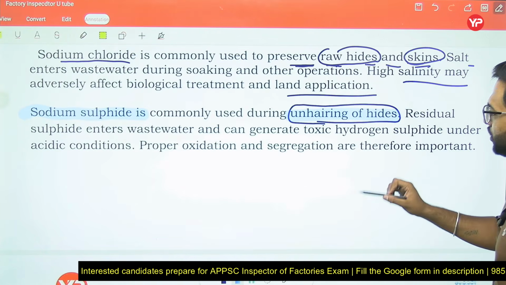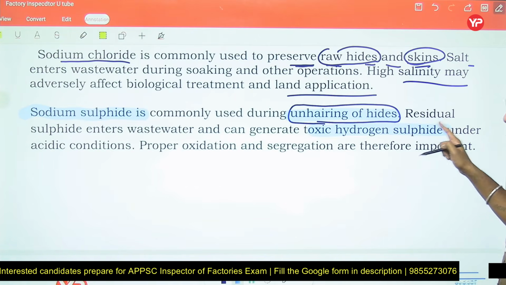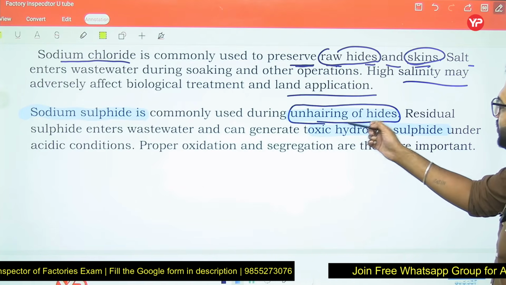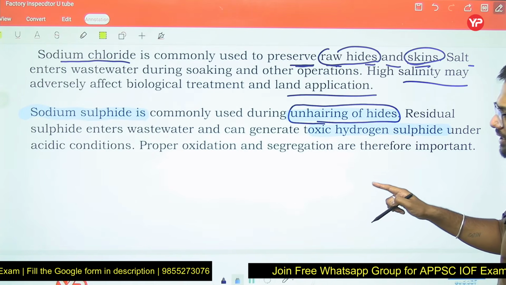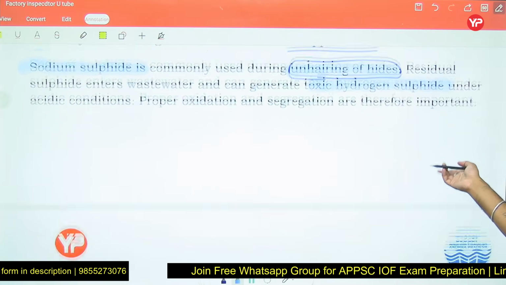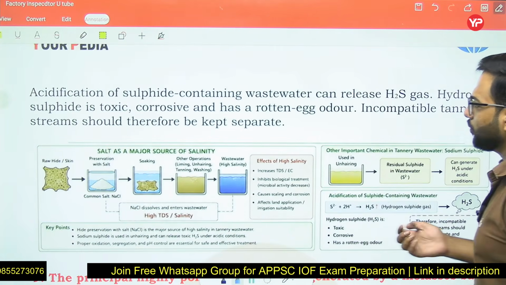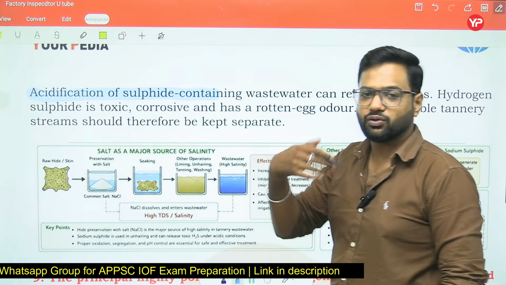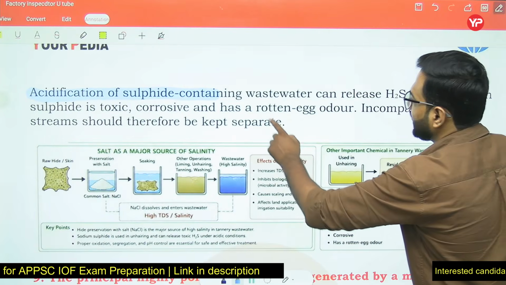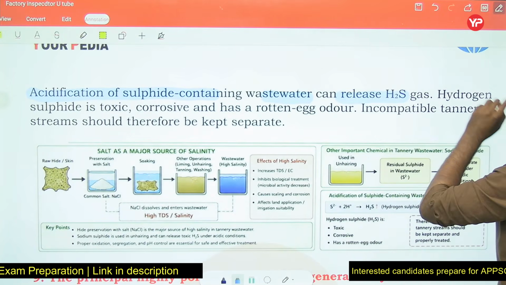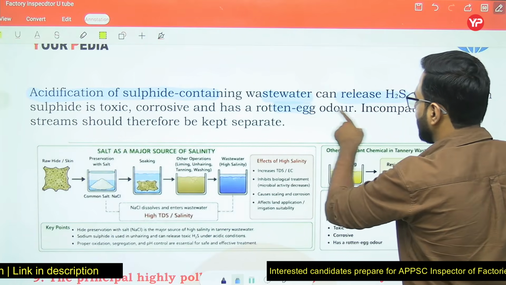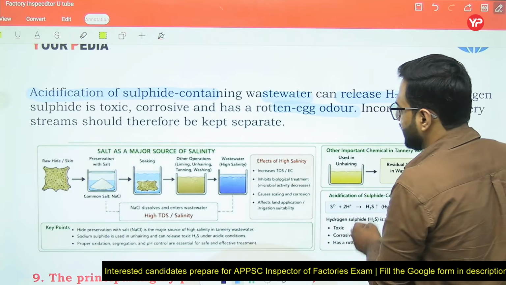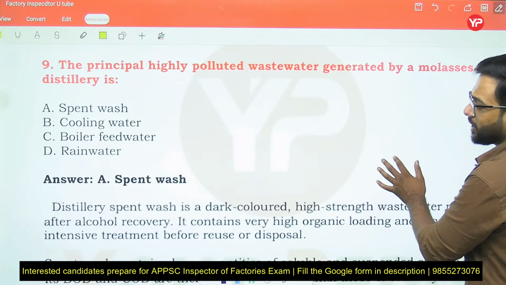Residual sulfide enters wastewater and can generate toxic hydrogen sulfide. Again, a question can be framed: this sodium sulfide, if it is present in the wastewater, can generate toxic hydrogen sulfide under acidic conditions. Proper oxidation and segregation are therefore important. One more point, during the acidification of sulfide, as we discussed here, hydrogen sulfide is released. So acidification of sulfide containing wastewater can release H2S gas. Hydrogen sulfide is toxic, corrosive, and has a pungent rotten egg smell. Incompatible tannery streams should therefore be kept separate, right? So all these points are very important, friends.